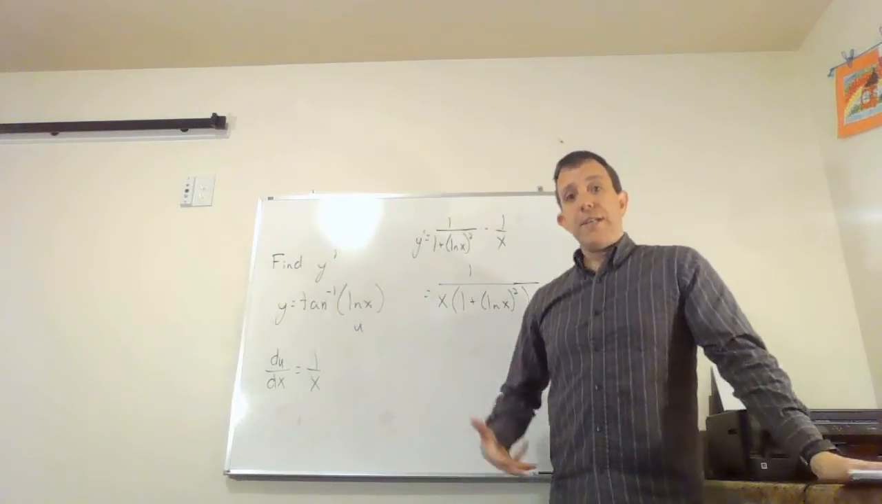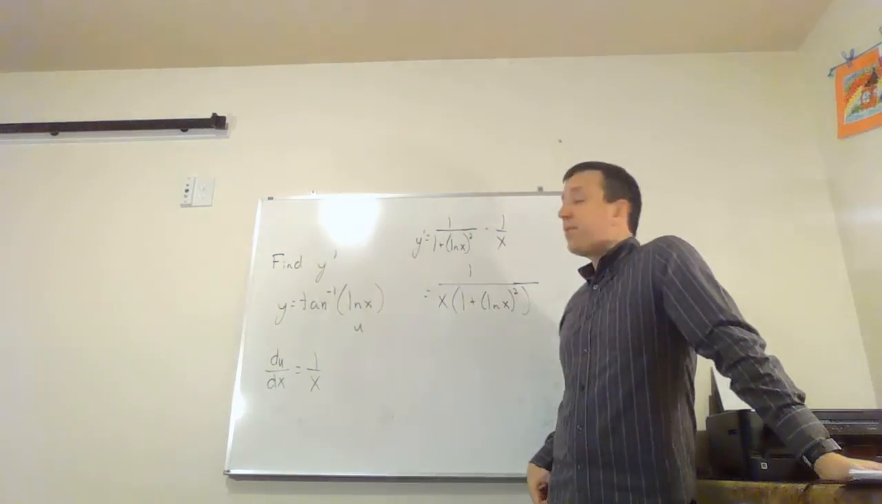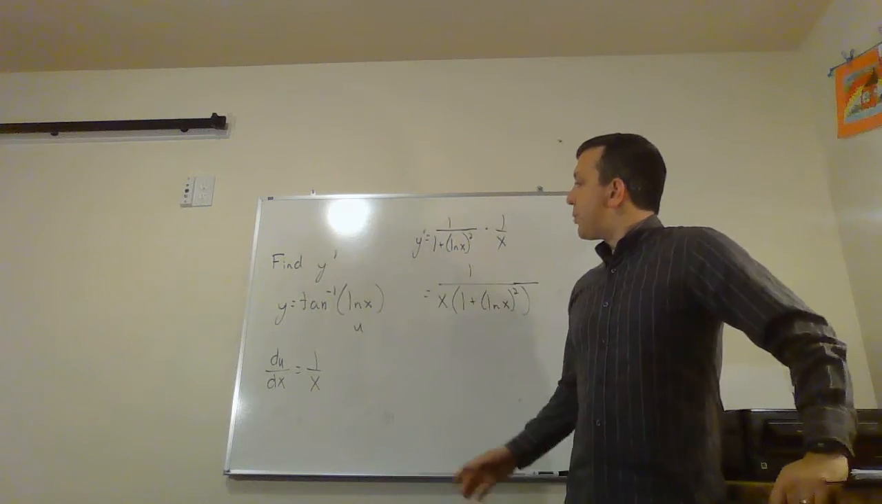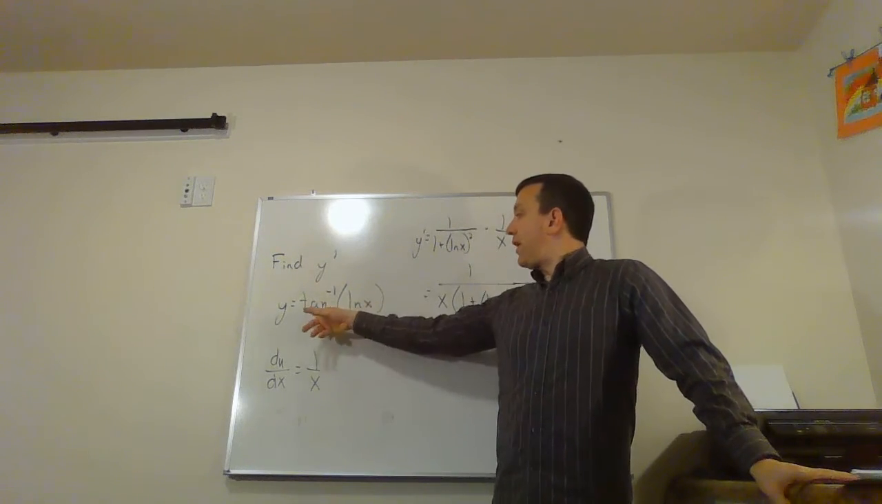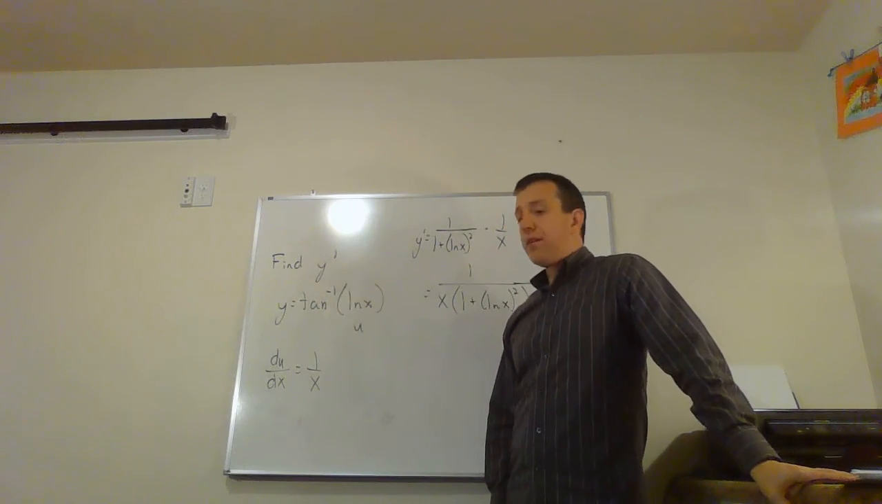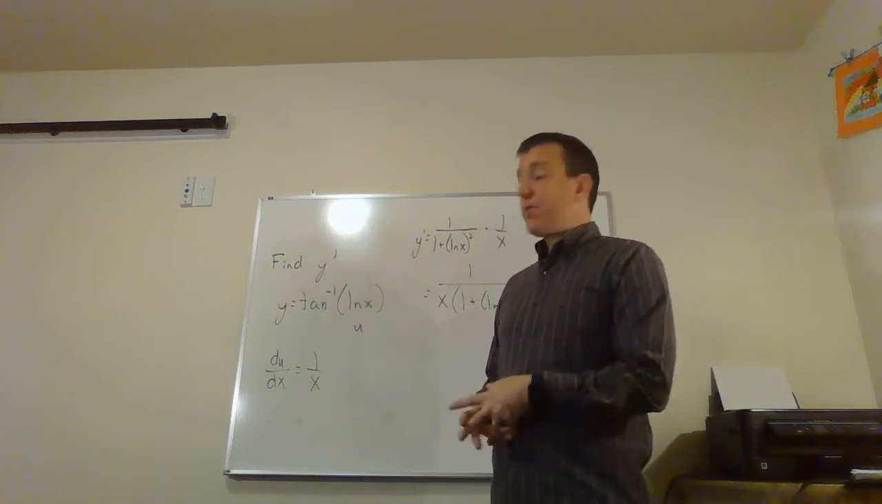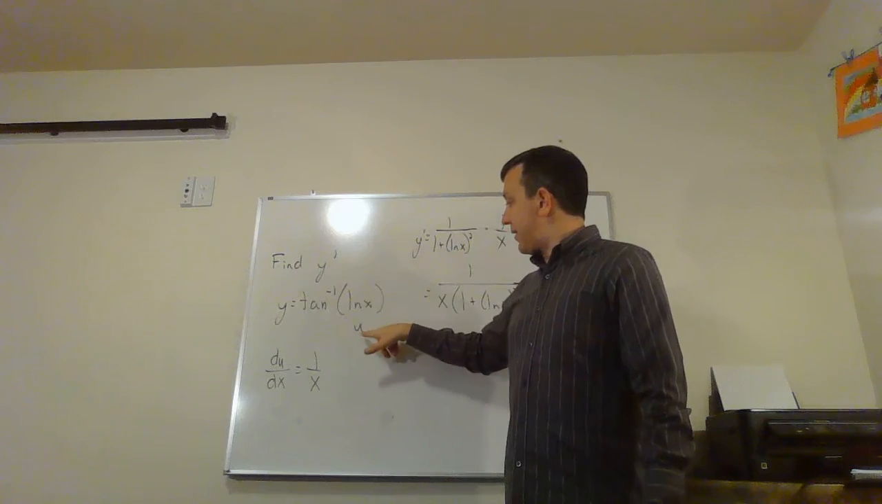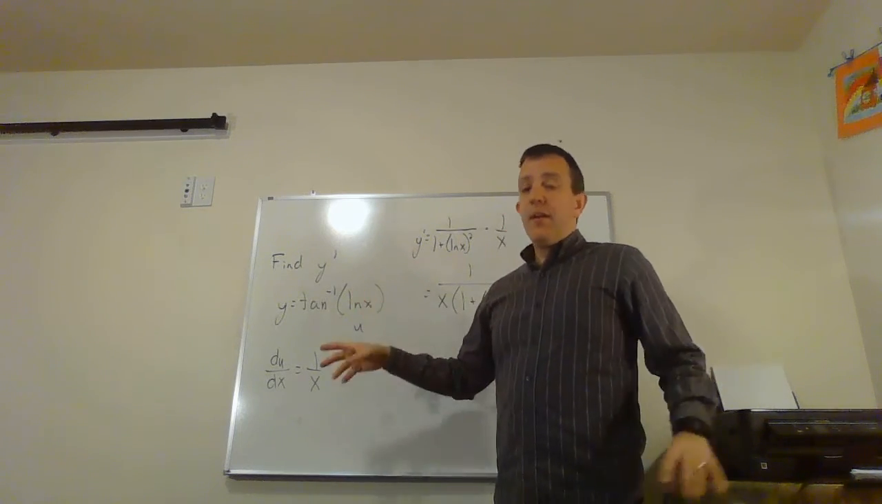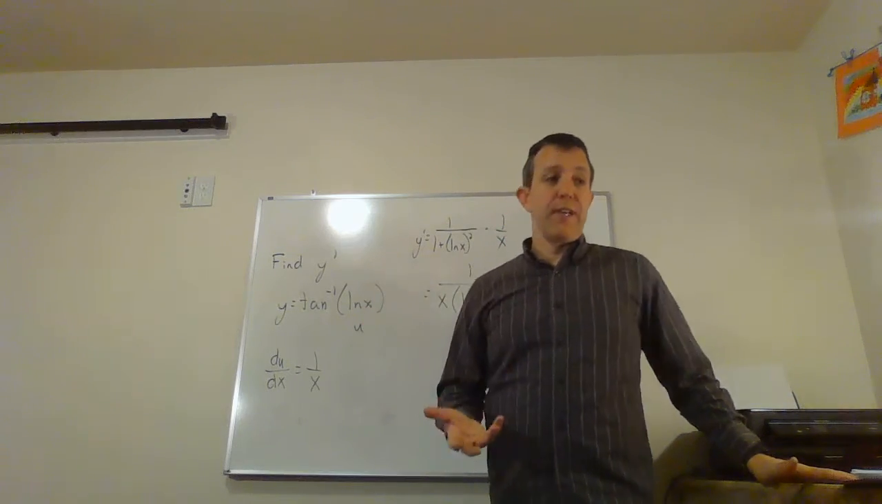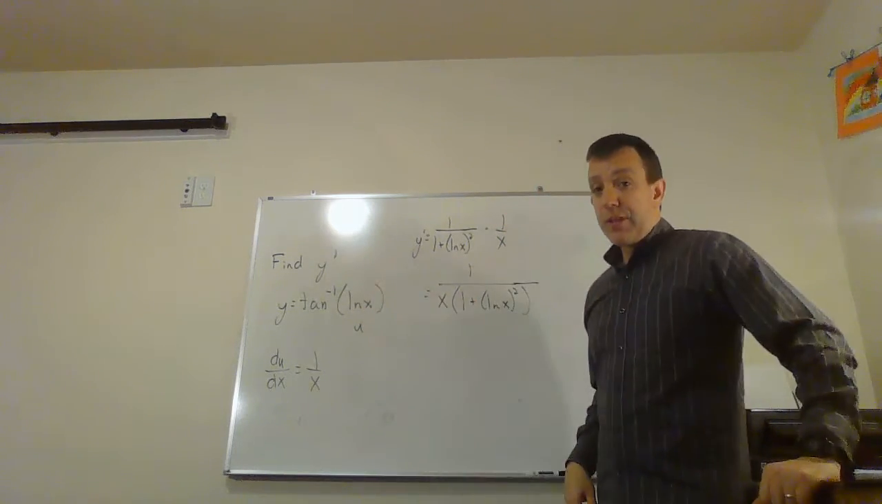Here's our last example, and the algebra on this one actually ended up being quite a lot nicer than the last one. We want to find y prime again if y is equal to the tangent inverse of the natural log of x. Again, I have something embedded inside of my inverse trig function, this natural log of x, so I called that u. This time the derivative of that is just 1 over x. We know the derivative of natural log of x is just 1 over x.